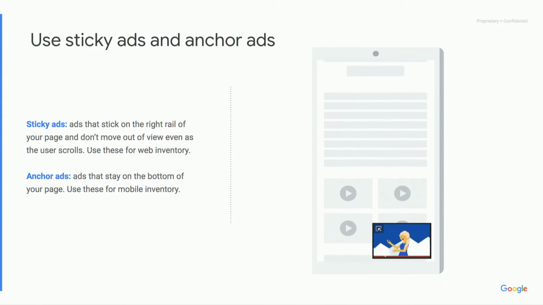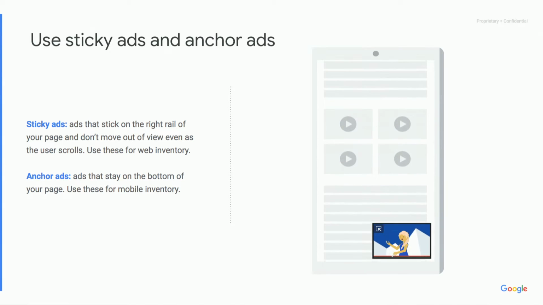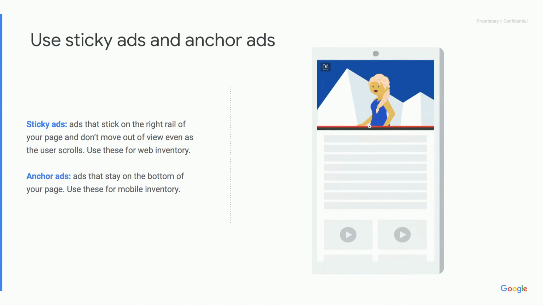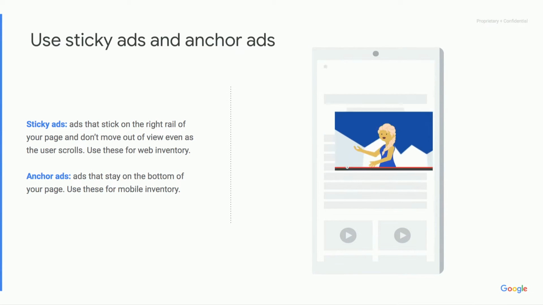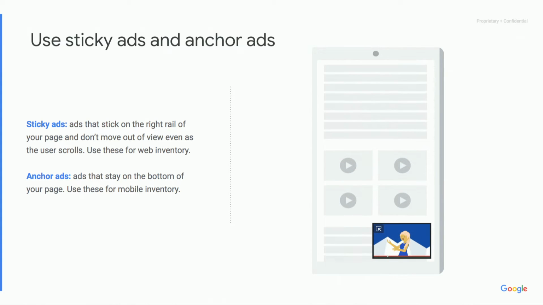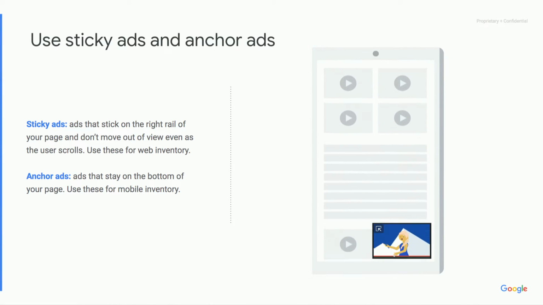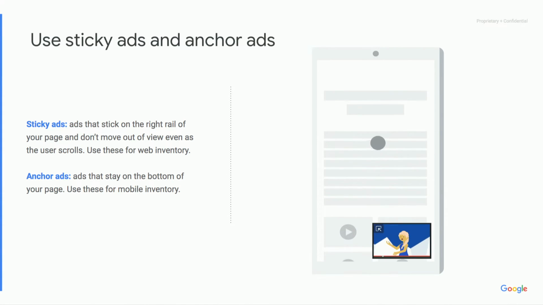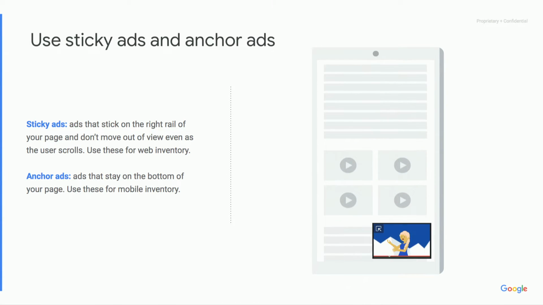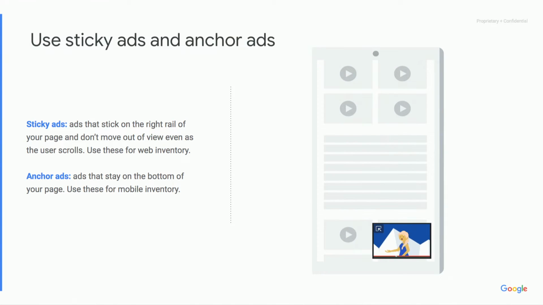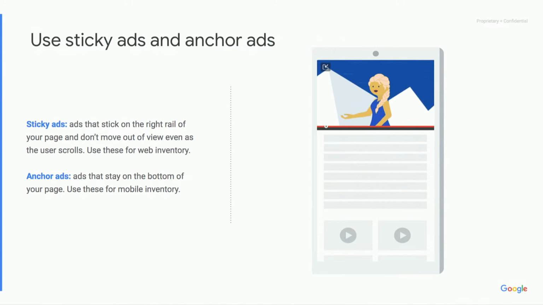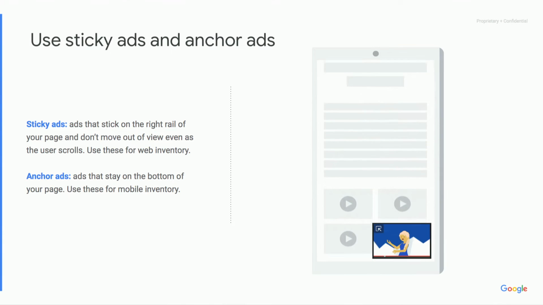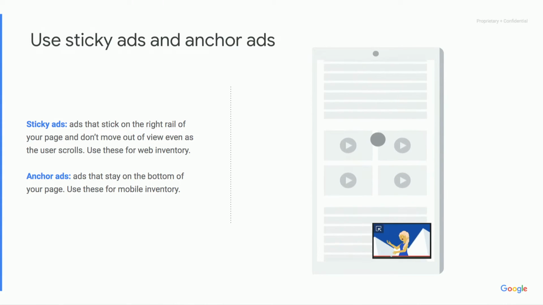Another option to help improve your viewability is to use a sticky or an anchor ad. Sticky and anchor ads can help to improve your viewability for both your web and your mobile inventory. Sticky ads are ads that stick on the right-hand rail of your page on desktop and don't move out of view even as the user scrolls. And on mobile, they typically function at the bottom of the page and are called an anchor ad.